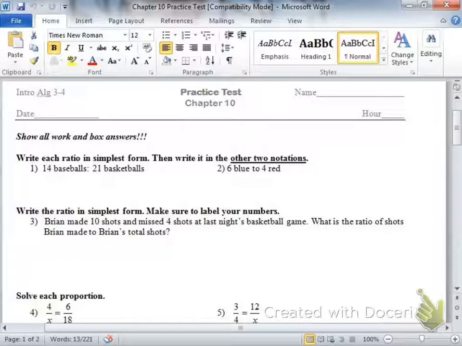Number 1, 7 goes into 14 and 21, so you can divide both numbers by 7, or you can just use the ABC button in your calculator and do it for you. 14 divided by 7 is 2. And 21 divided by 7 is 3. So our ratio is 2 to 3 baseballs, basketballs.